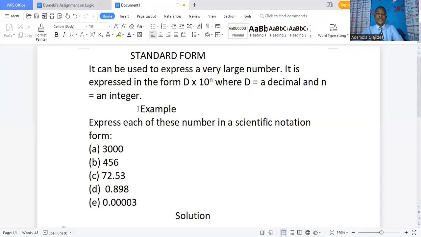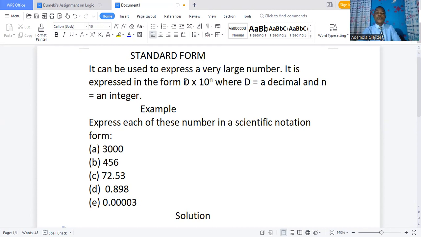Now today we'll be considering the concept of standard form. Another name for standard form is scientific notation. We use this to re-express very large numbers. When you have a number that is large, it is advisable that you express it in a concise form called the standard form.